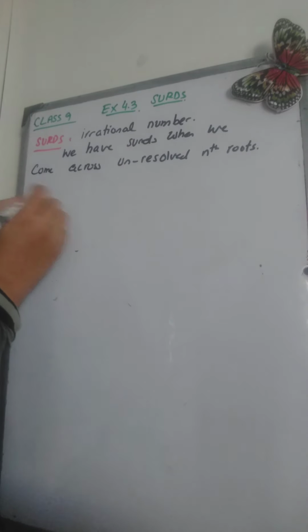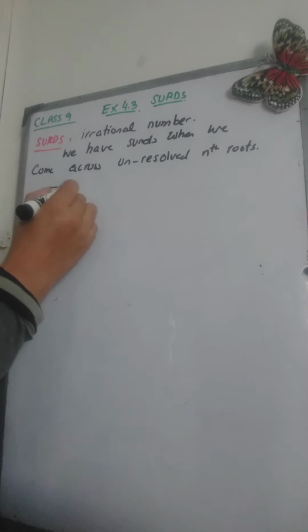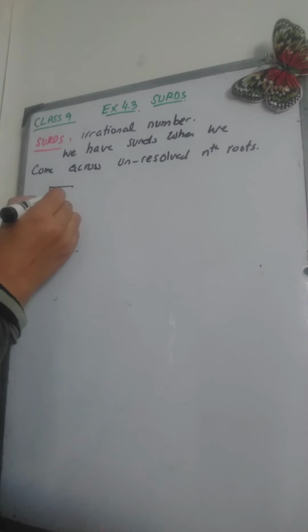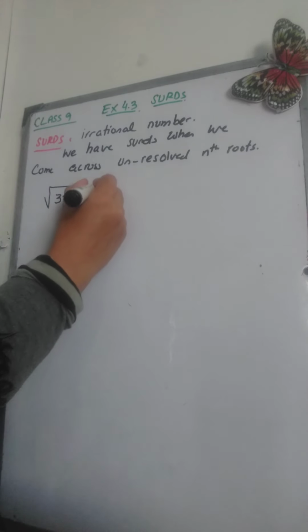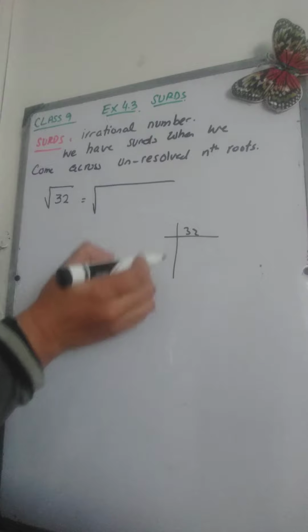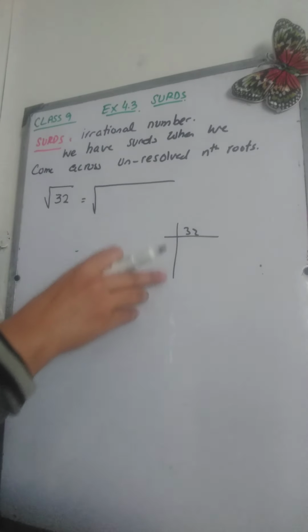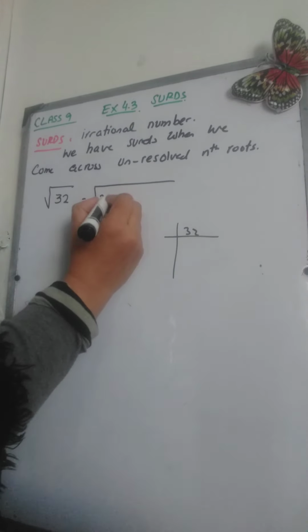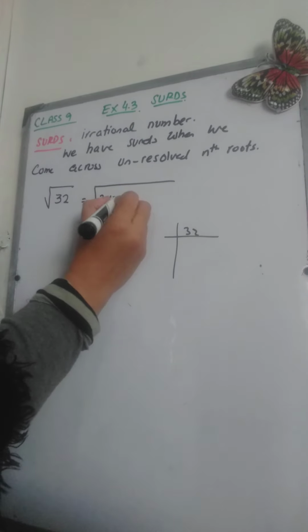For example, if I want you to find the square root of 32, okay, then the basic method that we have learned is that we find the prime factors of 32. Okay, prime factorization, as you did in the early classes, in junior classes. After doing this, we are going to obtain 2 into 2 into 2 into 2.